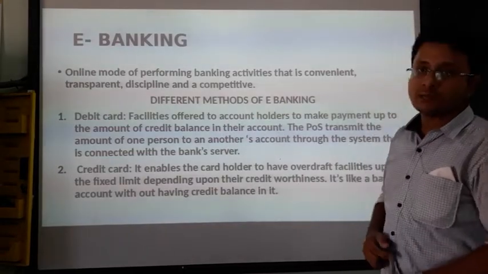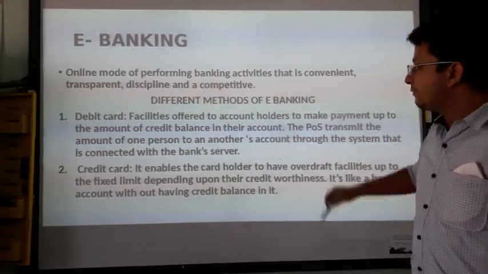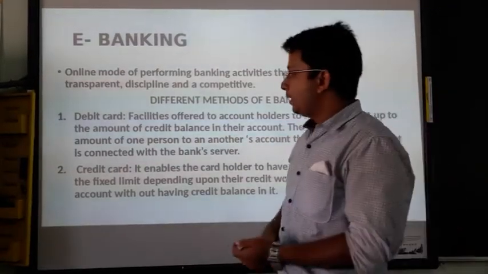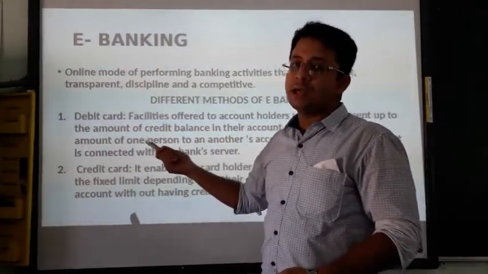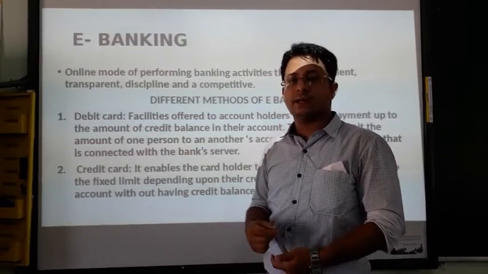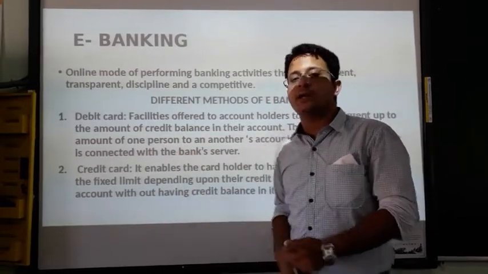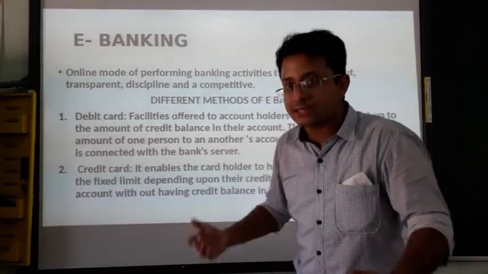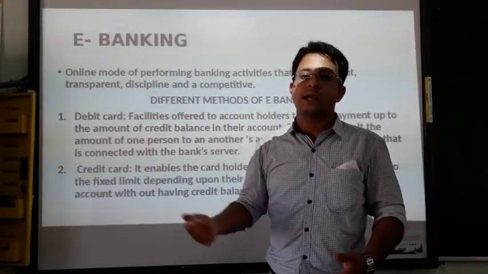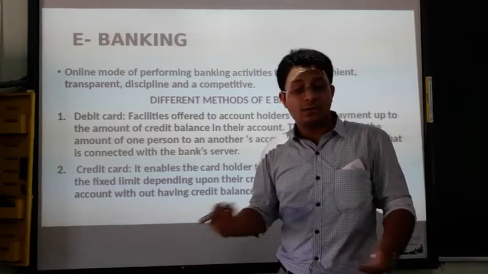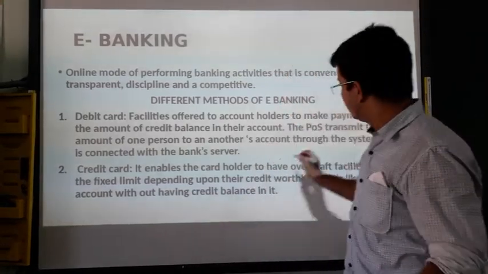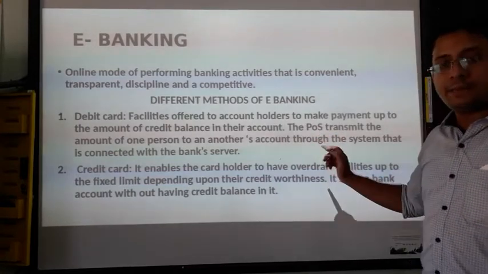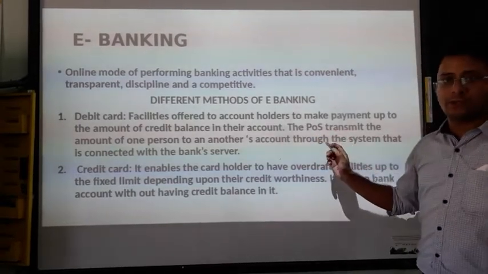Okay. Next you see the various different modes of e-banking. Number one is your debit card. Everybody here has a savings account with a debit card. Under this debit card, what happens? You will be able to draw money, or you will be able to transfer money from one person to another person, right? And how is this transferring possible? Through your point of sale, this POS terminal. Even the ATM machines that you see are also POS terminals.